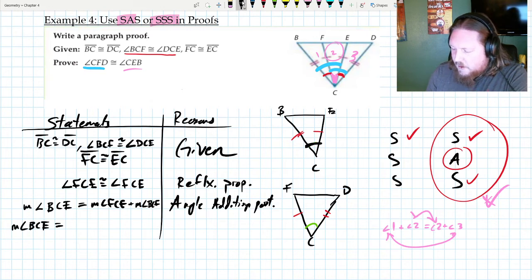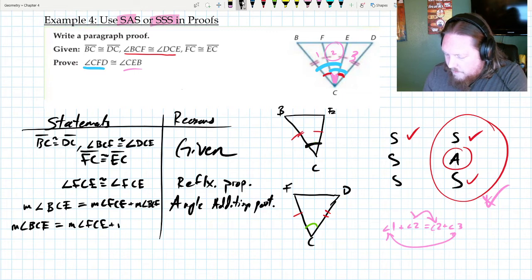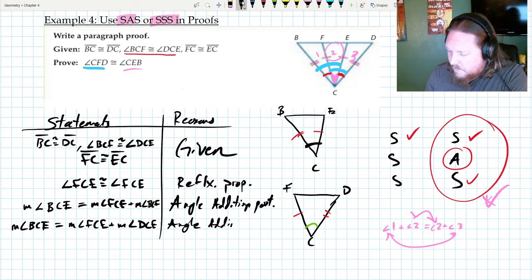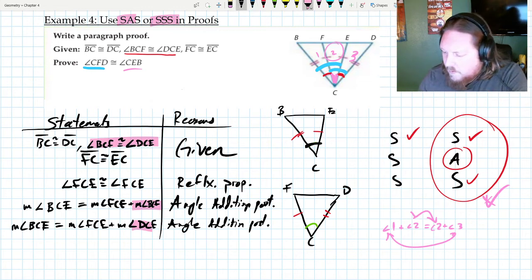And I also know that angle BCE should be equal to the measure of angle FCE plus the measure of angle DCE. Again, that's the angle addition postulate. Well, I also know that BCF and DCE are congruent because that was one of our givens. So I can replace one with the other.